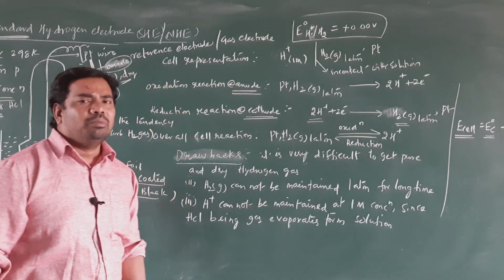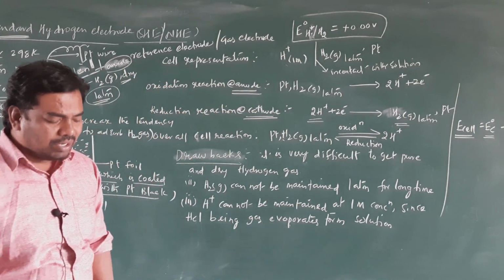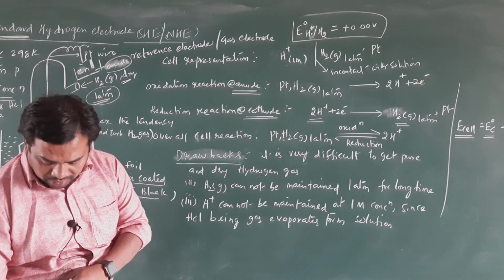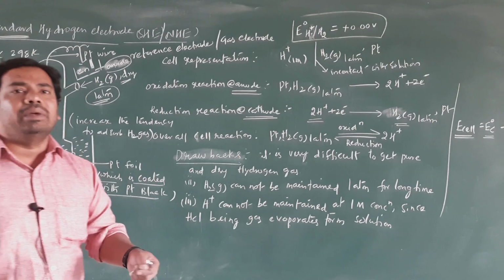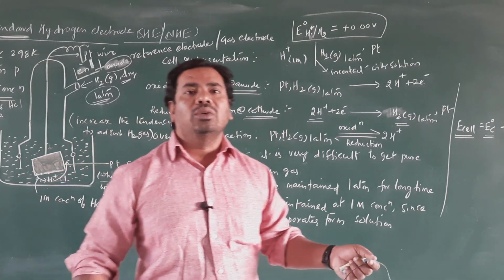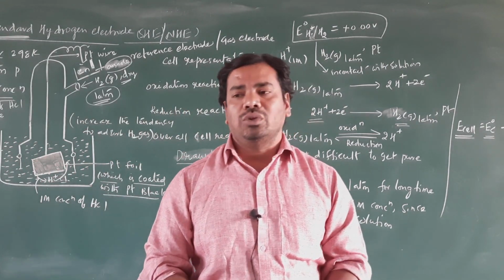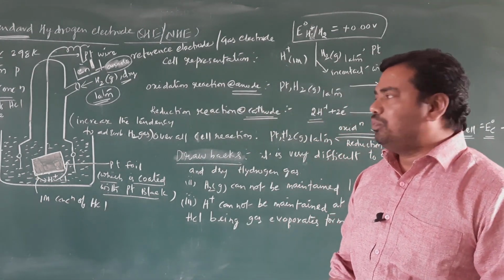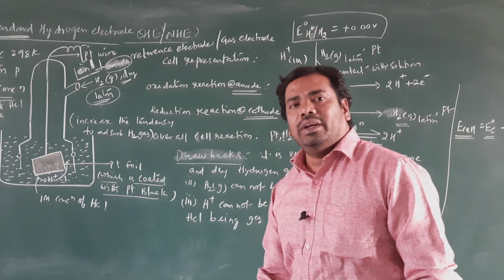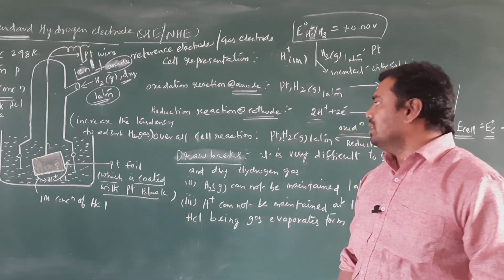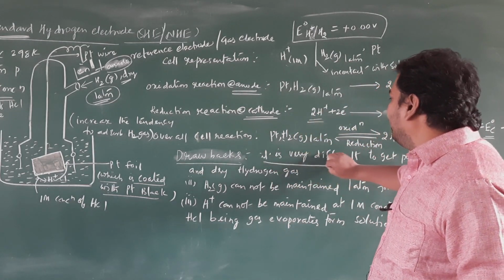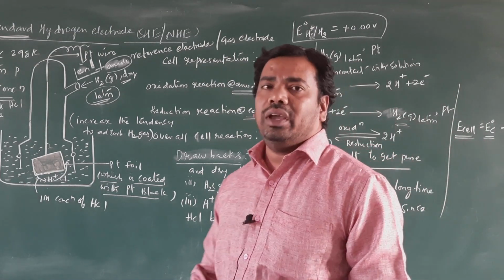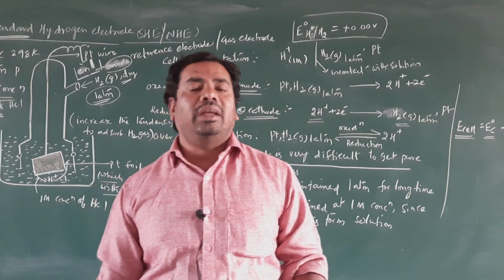Most of the electrode potentials of many metals or various elements we obtain by using the hydrogen electrode as a reference. But the usage of the hydrogen electrode has a few drawbacks. We will discuss the drawbacks one by one. The first is that it is very difficult to get pure and dry hydrogen gas.